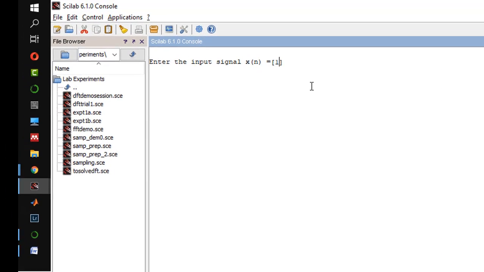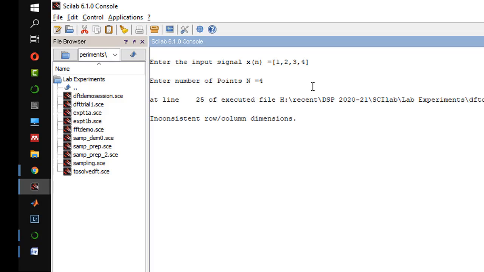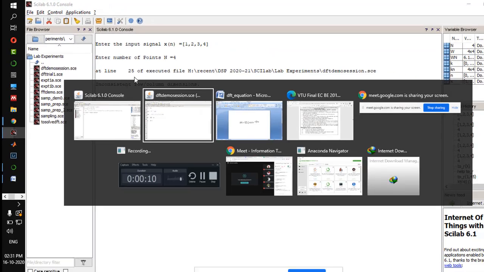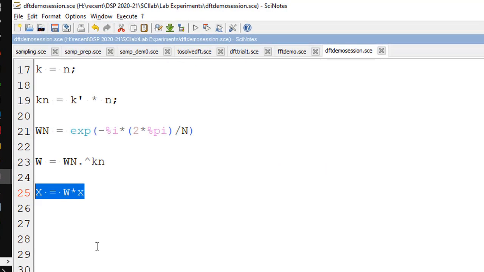Okay, it is asking me to enter the sequence 1, 2, 3, 4. So it is the 4th one, I'll give 4. So I have an error in line number 25. I have an error at line number 25, and it is saying inconsistent row column dimension. So what is that line number 25? I have this line. I have an error, and it is saying inconsistent row and column. So can anybody tell me what this error is? Let me give you a clue.